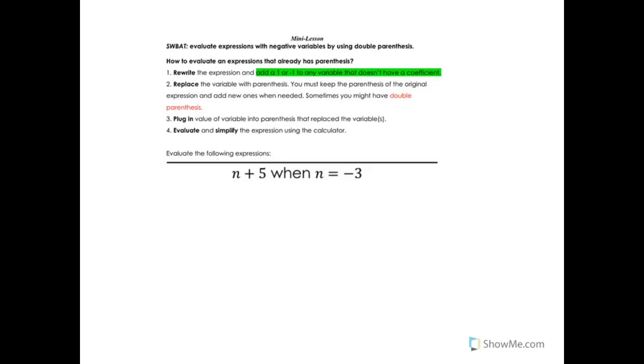Let's look at the example that we have here. We have n plus 5, and we want to figure out what the value of this expression is when n is equal to negative 3.